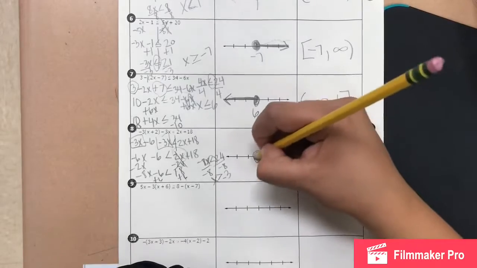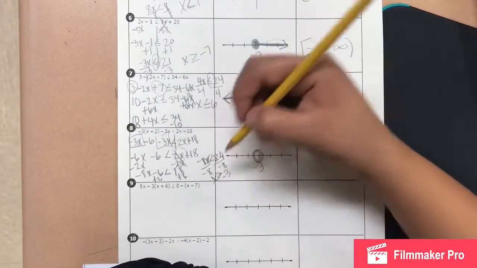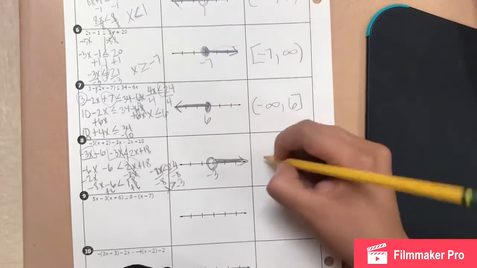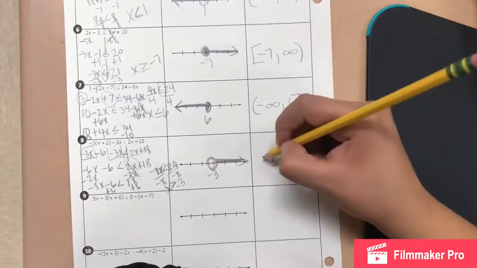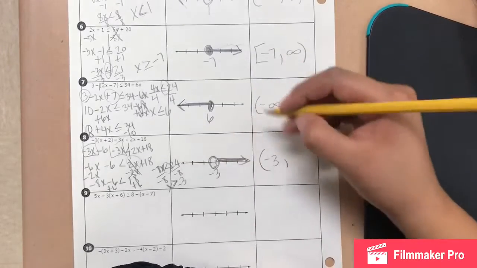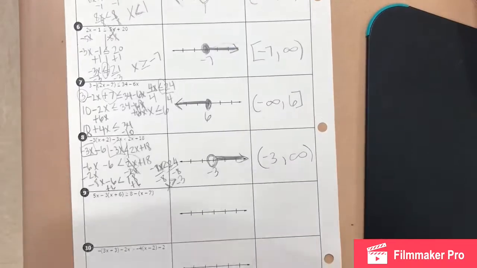It's an open circle on negative 3. I'm looking for values where x is greater than negative 3, which is to the right. If I read it from left to right, it starts at negative 3. It is an open circle, so it is parentheses because it's not included. And it goes forever and ever to the right, which means positive infinity. Positive infinity means parentheses because it cannot be closed off.